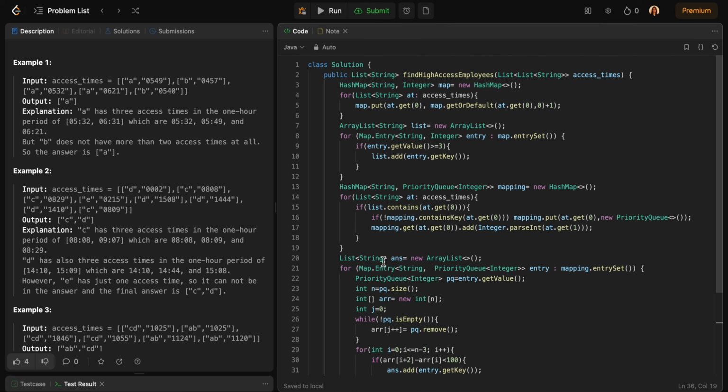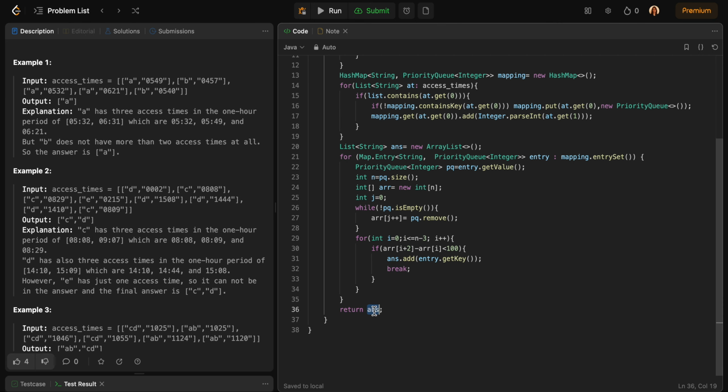So this was a small solution. You can go through it. I just gave you a quick walkthrough of how I used a map, array list, and a queue, and I was able to figure out the answer.